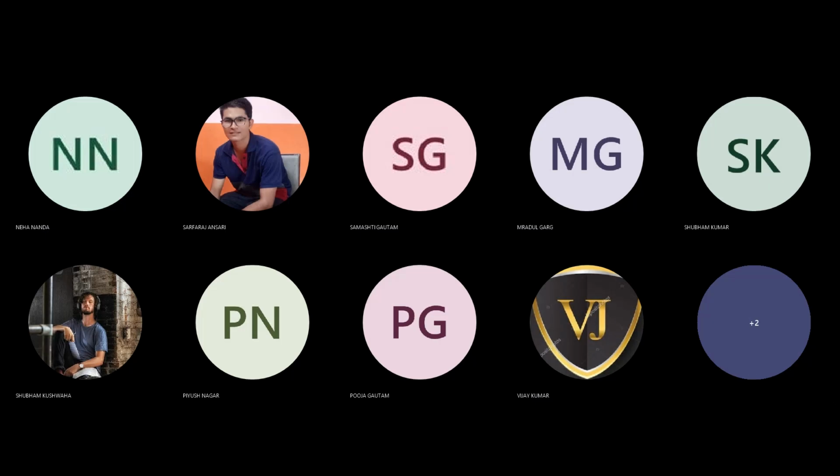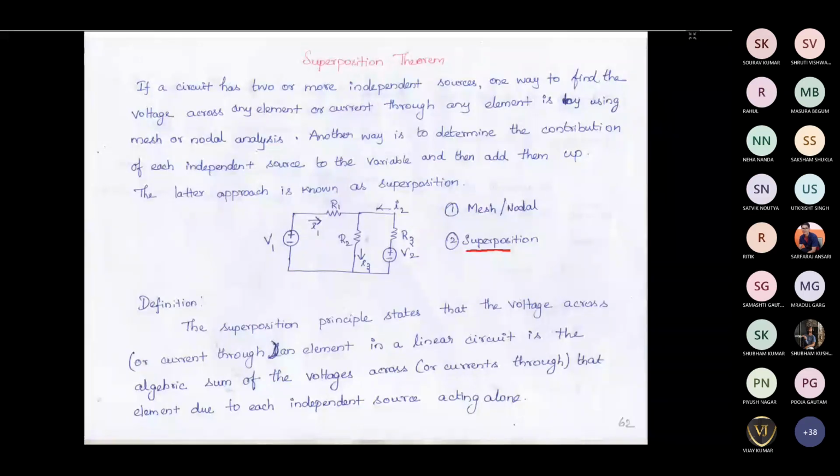Okay, because in superposition theorem, what we are going to do is find the total response. That response can be of current or voltage, but instead of finding the total current or voltage at a single time, we are going to use only one source at a time in the circuit, and we are going to find the individual responses of that particular source.